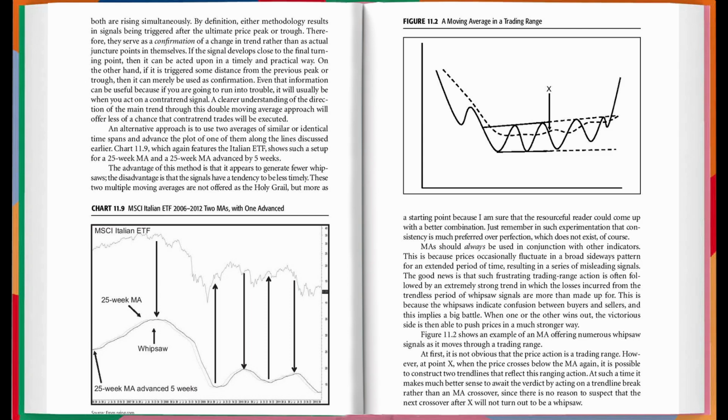At first, it is not obvious that the price action is a trading range. However, at point X, when the price crosses below the MA again, it is possible to construct two trend lines that reflect this ranging action. At such a time, it makes much better sense to await the verdict by acting on a trendline break rather than an MA crossover, since there is no reason to suspect that the next crossover after X will not turn out to be a whipsaw.